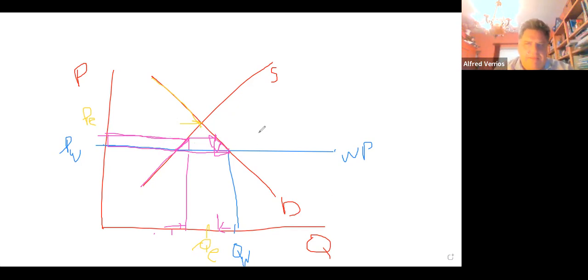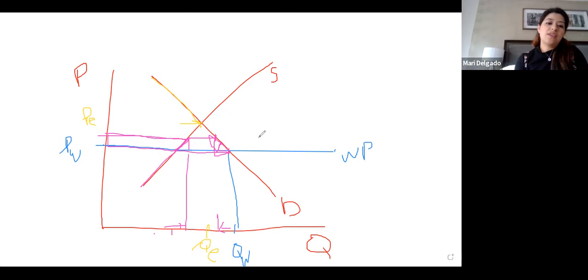Do you understand the basic diagram with tariffs? Yes or no? Okay, I think I did.